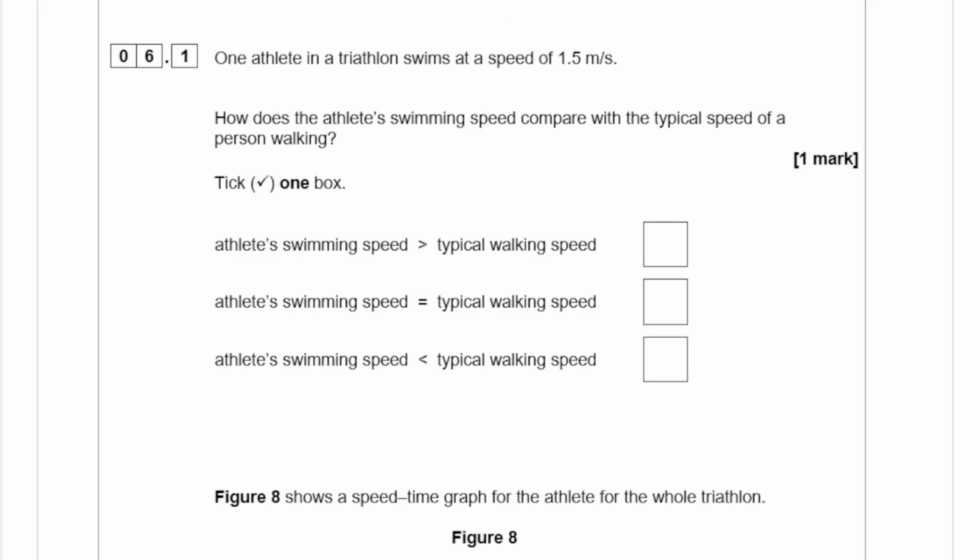Now, if the swimming speed is 1.5 meters per second, the walking speed is roughly about the same, 1.5. Okay? So that should be equal.